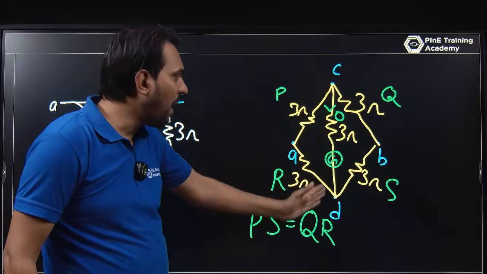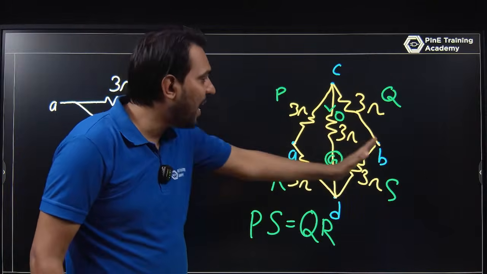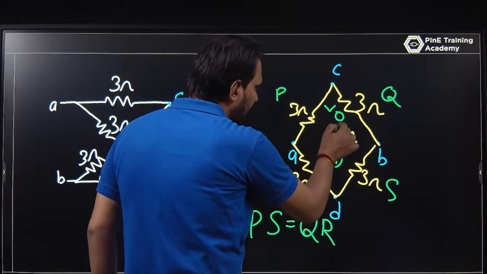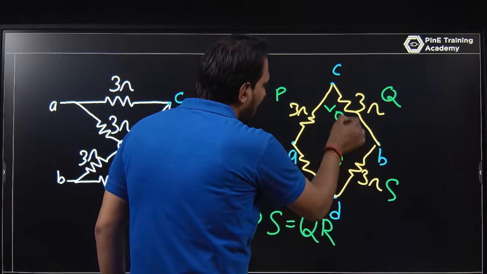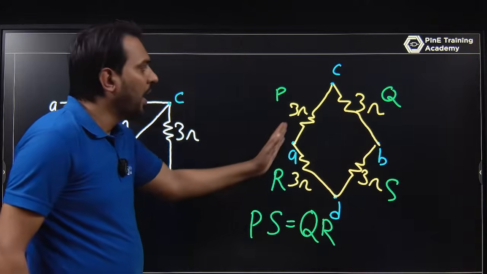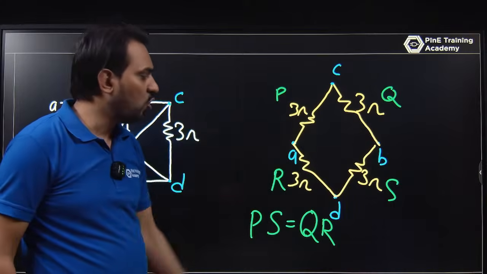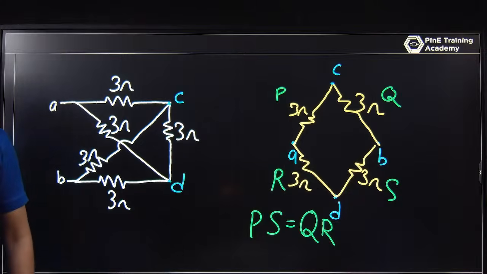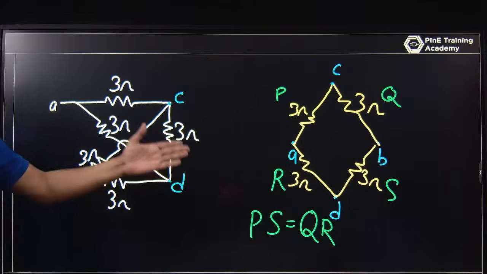Since this is open, you can simply solve it between A and B. There is no impedance, so the circuit will be like this: 3 plus 3 is 6 ohm, and 3 plus 3 is 6 ohm. 6 and 6 in parallel become 3 ohm. So it will be in one line. You can solve it with the help of the Wheatstone bridge.